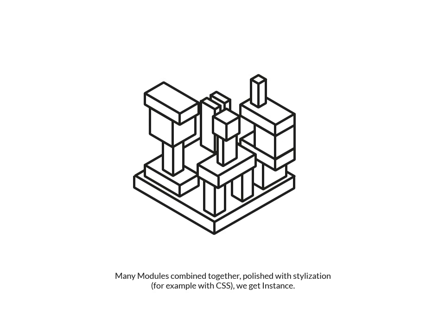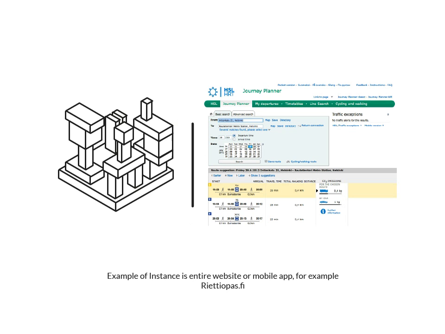Many modules combined together, possibly polished with stylization, of course, which is only applicable for the user interface, we get an instance. An example of an instance is an entire website or mobile application or a backend service. For example, Reittiopas.